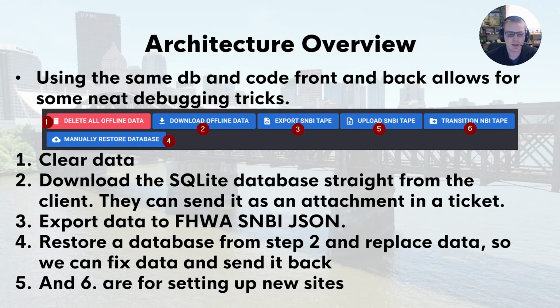So number three, you can export the data to FHWA SNBI JSON format, which is supposed to be a standard format. Number four, you can restore the database from step two. So if we got a database from you and needed little fixes or to replace some bad data or do something like that, we can then upload it and restore the database on your application right from within the app.